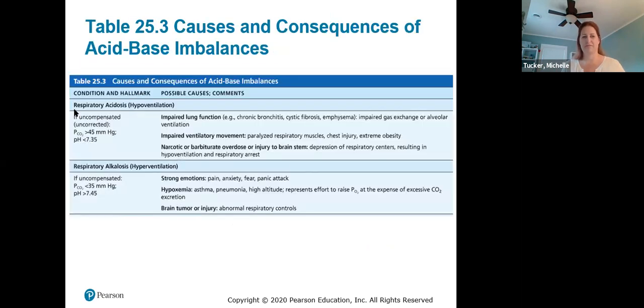This is a chart saying exactly what we just went over. For respiratory acidosis, pH is going to be under 7.35 and PCO2 is over 45. For respiratory alkalosis, pH is over 7.45 and CO2 is less than 35.